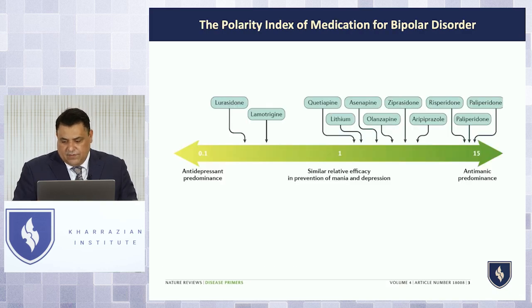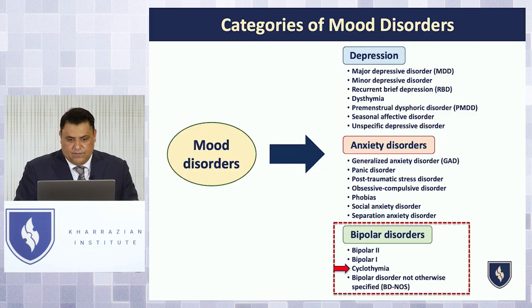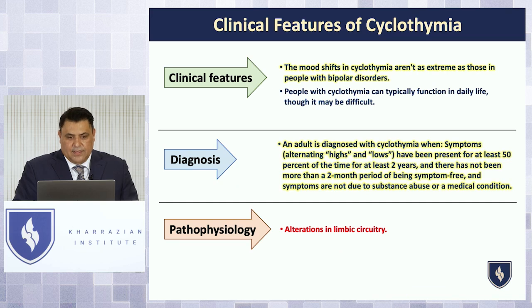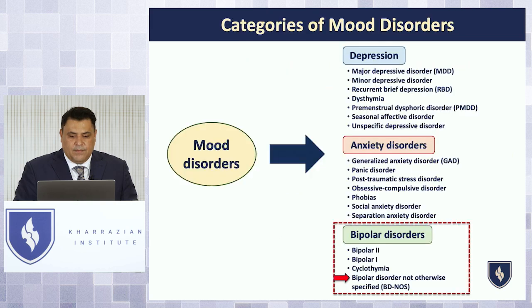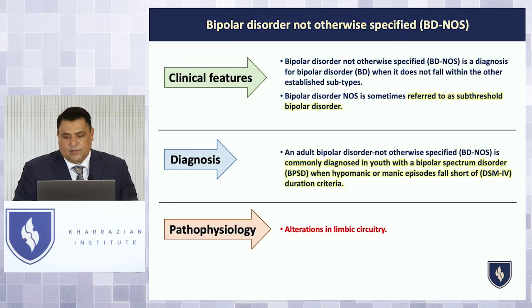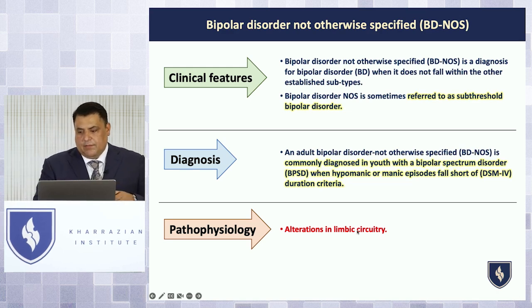And there's a list of medications they use. But those are the key features of bipolar disorder. And cyclothymia is just a less severe form of those patterns. And then some people have bipolar patterns that are not specific to any clear diagnosis, but there's actually alteration in limbic circuitry, and they have this underlying pathophysiology, and those are the factors that could be involved.